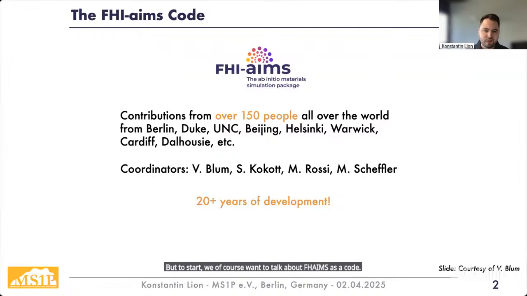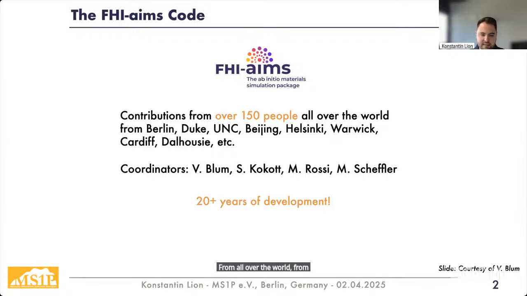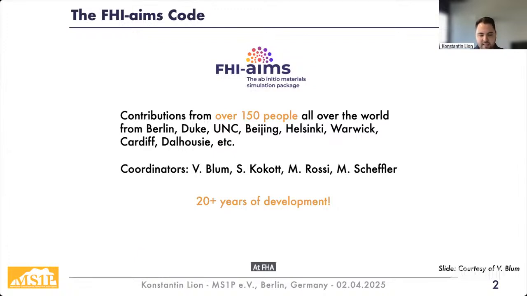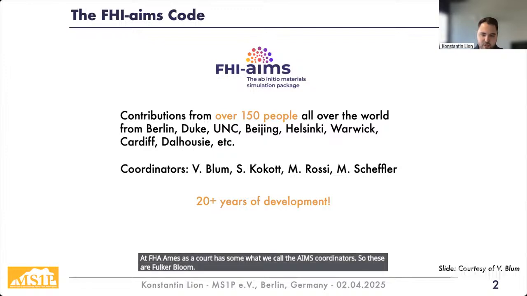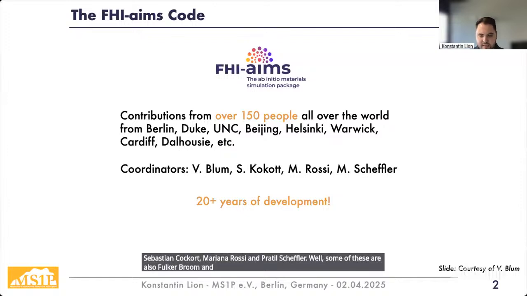I want to point out right away that FHI-aims is not the result of work in one research group or by just a few individuals. It's really a collection of people, with contributions of over 150 people nowadays from all over the world: from Berlin, Duke, UNC in the US, Beijing in China, Helsinki, Cardiff, Dalhousie, Warwick, and so on. FHI-aims as a code has what we call the aims coordinators: Volker Blum, Sebastian Kockott, Mariana Rossi, and Matthias Scheffler, of whom Volker Blum and Matthias Scheffler are also here as panelists today.